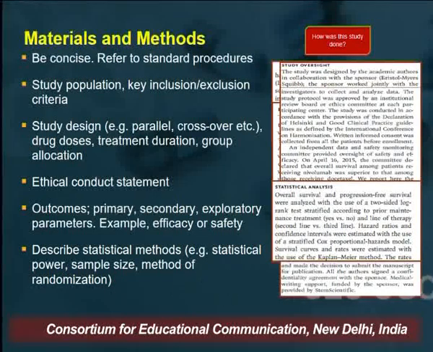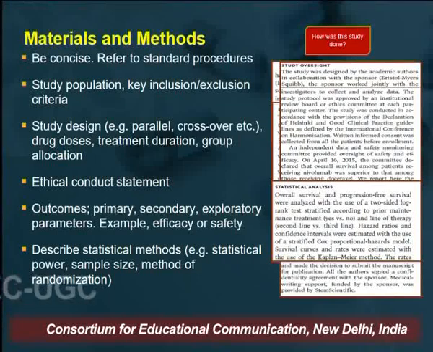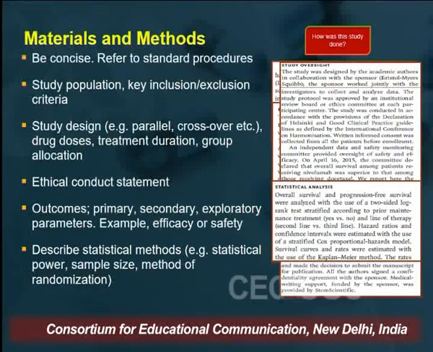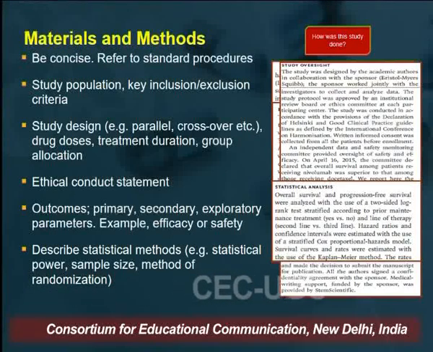Then we write in detail about the study population, their key inclusion and exclusion criteria, what was the basis of including them into the study. Then we write the study design, whether it is randomized, parallel, crossover, double blind. So, whatever it is, you have to write, and also you have to write about the drug doses, treatment duration and group allocation. If it is a randomized study or case control study, cohort study, then you have to write what is the treatment duration and how the treatment was given.